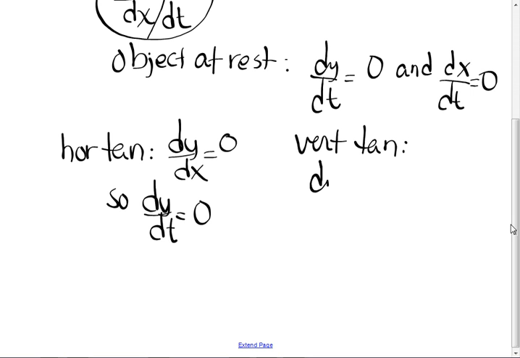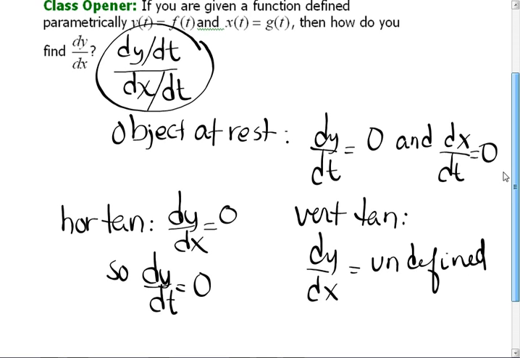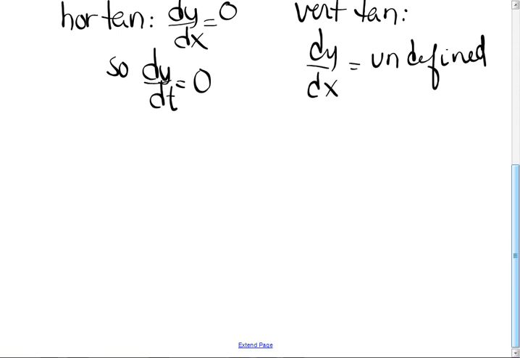When do you get a vertical tangent? When dy dx is what? Not 0, but undefined. That's a vertical line, so the slope has to be undefined. And so when does my dy dx become undefined? When dx dt is 0. And the problem that we've assigned out of this section is probably much harder than what's on the exam. So we'll do some exam problems as well.